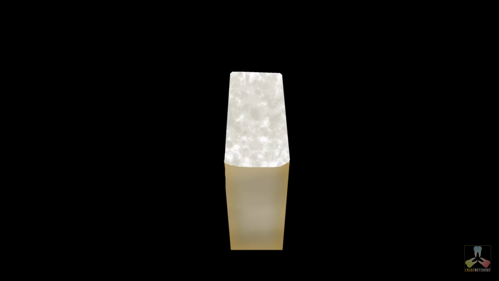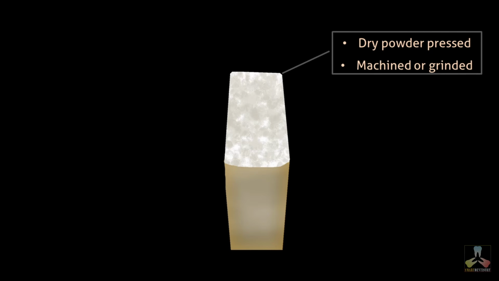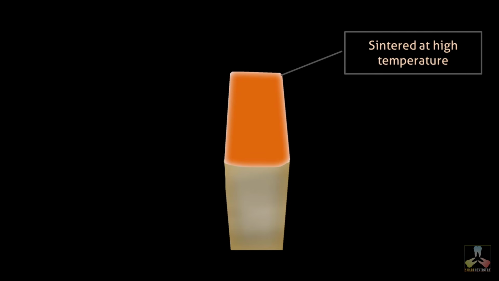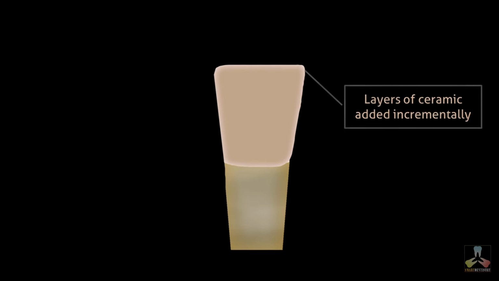Dry powder of ceramic is pressed with a specialized unit under pressure onto this enlarged die. This is then machined by a unit to the required thickness and shape. This is then sintered at a high temperature for the required time. On top of this, incremental layers of ceramics are added and sintered as needed. An example of this technique is the Procera all-ceram restoration.